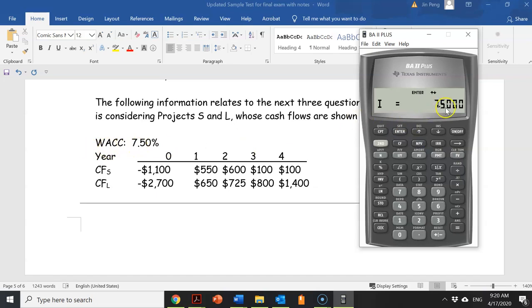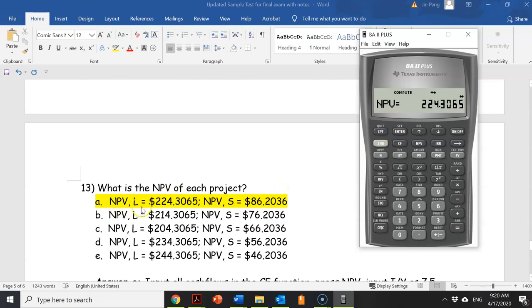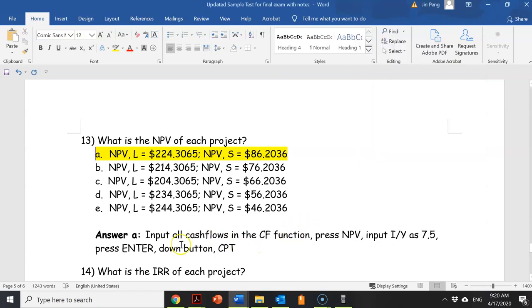I as 7.5, down button, NPV, compute. Okay, so for project L, we have NPV of 224.365. Again, we input all cash flows in the cash flow function, press NPV, input I as WACC 7.5, press enter, and press down button, compute for NPV. We could have the NPV for both projects here.